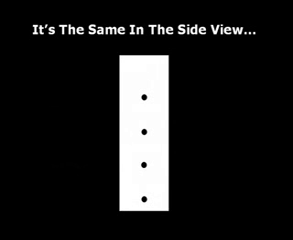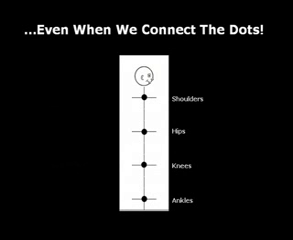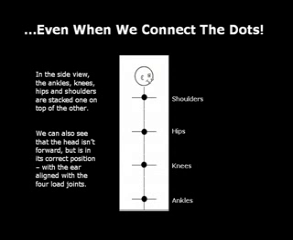In the side view it's exactly the same. The shoulders, the hips, the knees and the ankles are aligned, and importantly also the head, rather than being forward of the plumb line, is back in its neutral position, which means that the ear is directly aligned with the load bearing joints. It sits right on top of the load bearing joints, the shoulders, the hips, the knees and the ankles.